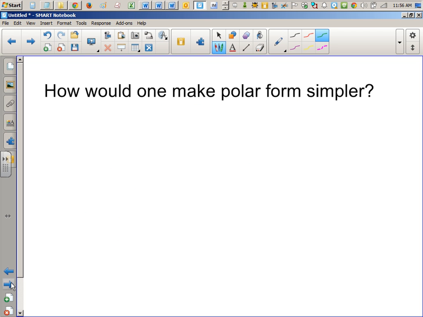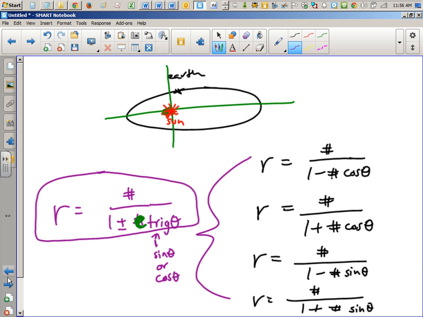Okay, so how would one make polar form simpler? Call the focus 0, 0. Okay? So let's pretend the focus is the origin, I guess. That was their reasoning. And you're going to see these problems are actually not very hard now. You'll see. Okay, so how do we make polar form as simple as possible? Make sure the focus is 0, 0.